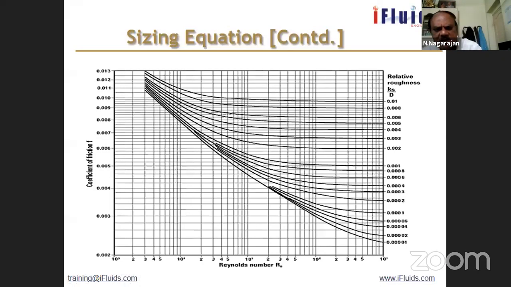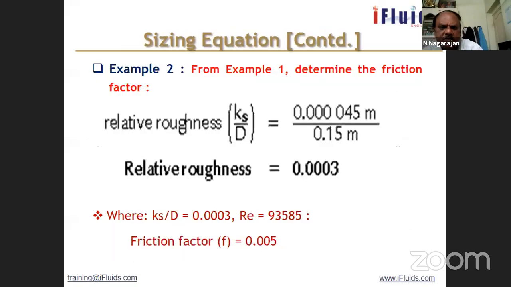Okay. So just to understand, these charts are available in your textbooks also. So from example 1, we have determined the velocity, etc. Relative roughness is for a commercial steel pipe, Ks is 0.000045, diameter is 0.15 meter, relative roughness is 0.0003, and Reynolds number we have already calculated is 93,585. Friction factor is 0.005. So this is how we determine the friction factor from the Moody chart.